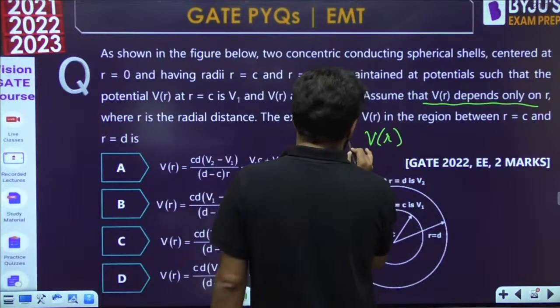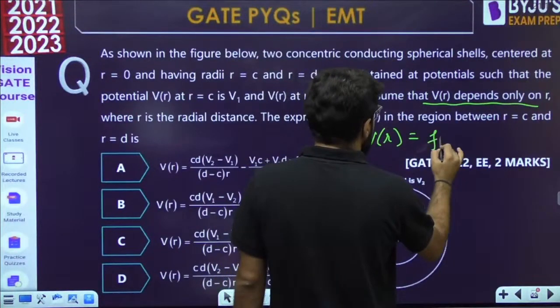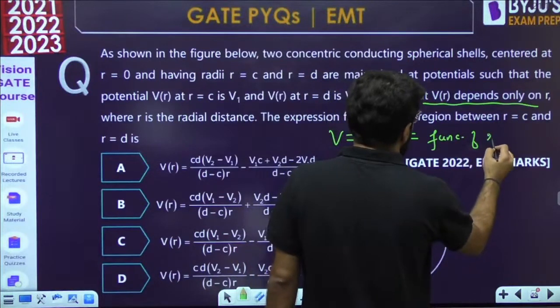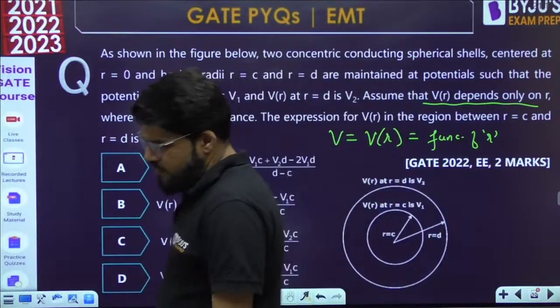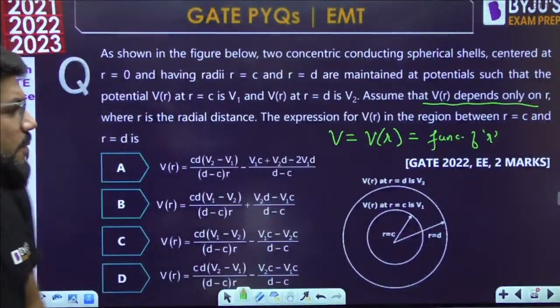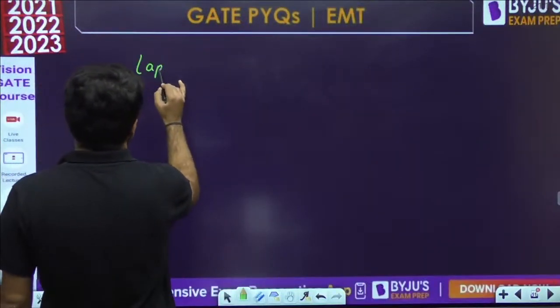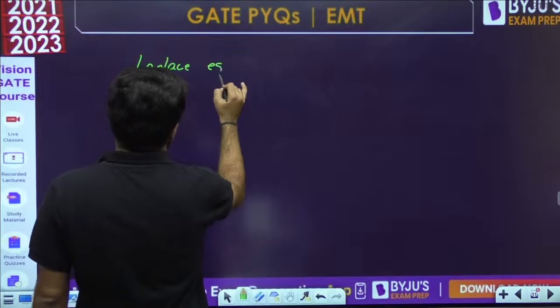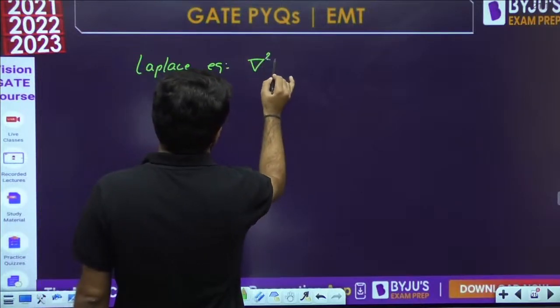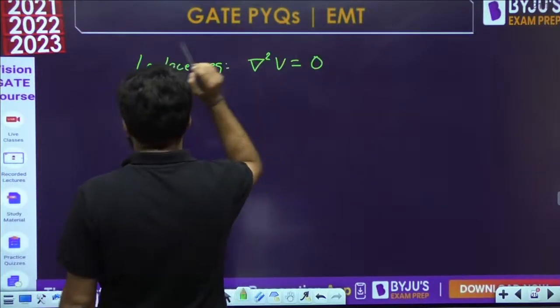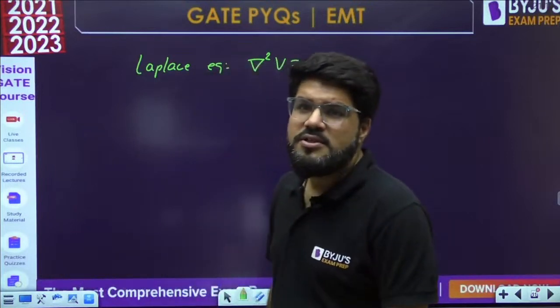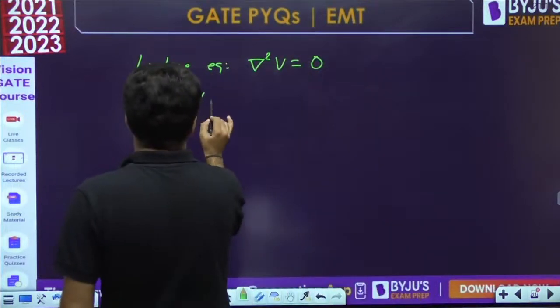Okay, the potential, which is a potential of R, is only a function of R. To solve this, we are going to use the Laplace equation, del square V equal to 0. And as I mentioned, V is V(R).